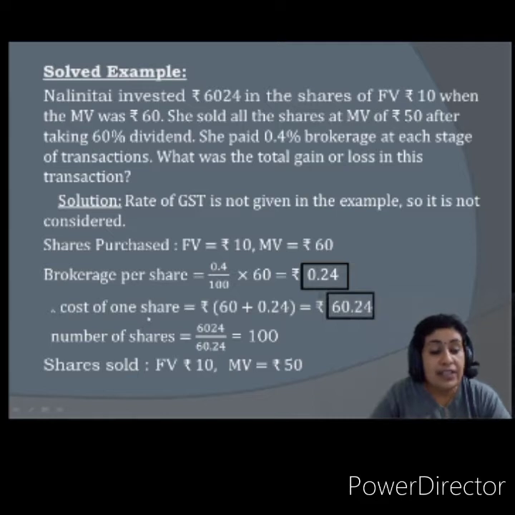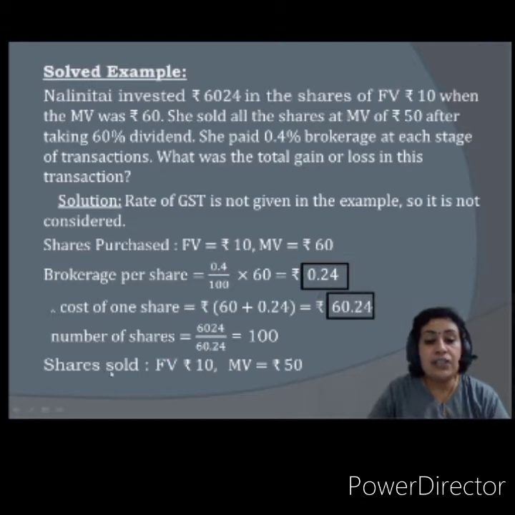Now the cost of one share will be what? One share was of market value 60 rupees plus the brokerage, that is 0.24, so 60.24 was the cost of one share. Now how many shares has she taken? The invested amount is given, so invested amount upon cost of one share will tell you the number of shares, that is 100 shares. Her investment amount was 6,024 rupees and the cost of one share is 60.24, so when you divide this, you get the number of shares.